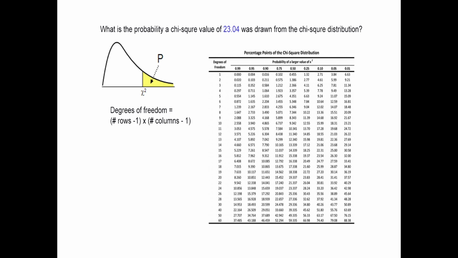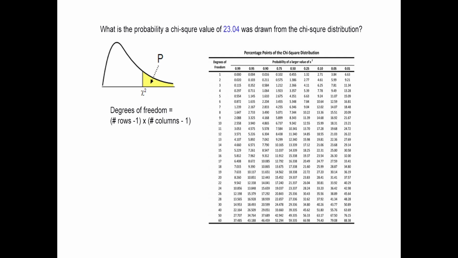You'll see here that the rows are defined by what are called degrees of freedom. Degrees of freedom are calculated by taking your number of rows minus 1 times your number of columns minus 1. Basically, what the degrees of freedom does is it penalizes the probability based on the size of the table, because we know that larger tables will automatically have higher chi-squared values.